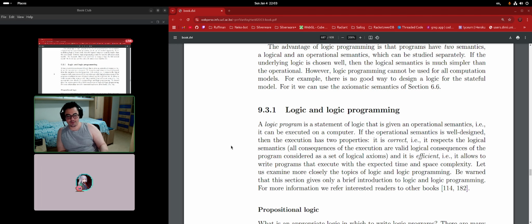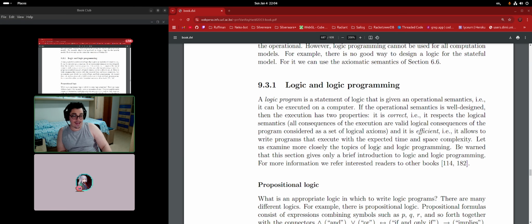So there's a brief introduction to logic programming. I think this is worthwhile to read. A logic program is a statement of logic that is given an operational semantics. It can be executed on a computer. If the operational semantics is well designed, then the execution has two properties. It is correct in the sense that it respects the logical semantics, which means that all consequences of the execution are valid logical consequences of the program considered as a set of logical axioms. And it is efficient. It allows us to write programs that execute with the expected time and space complexity.